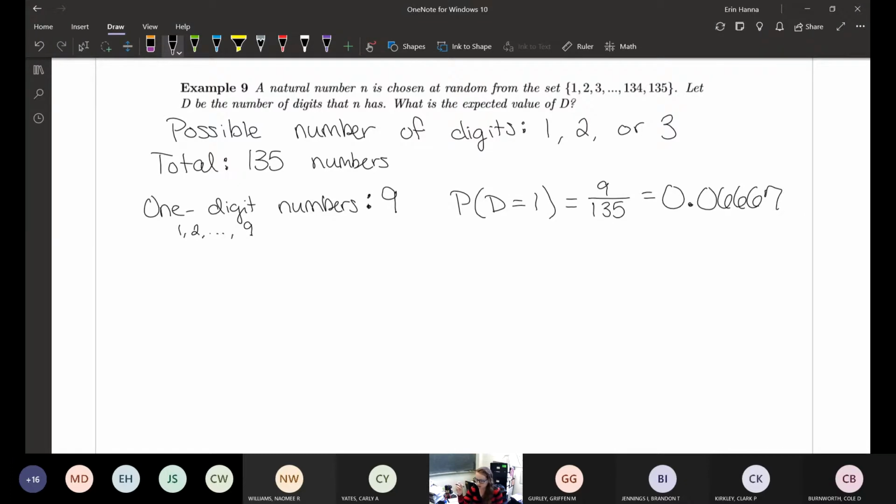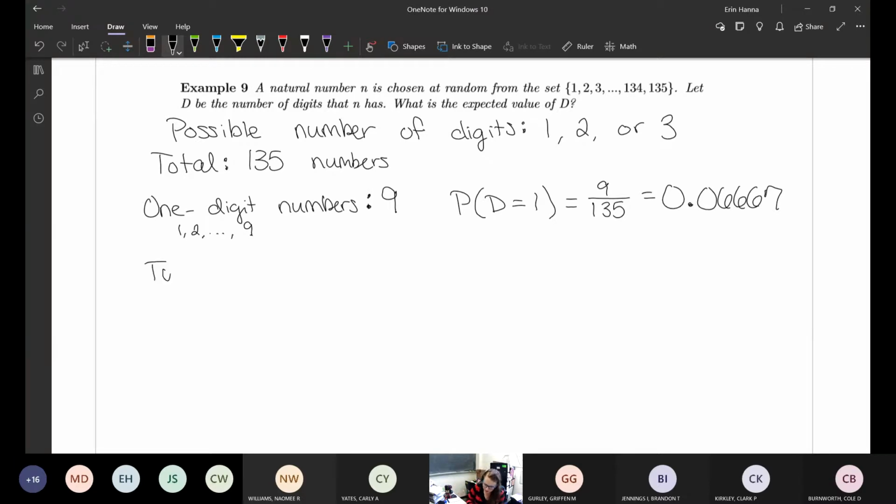0.06667. Let's take a bunch of decimal places. Remember, when we're talking about a probability in general, you would change this over to a percent for your final answer. But since we want the expected value, and the expected value uses the decimal, I'm not going to worry about changing this over to a percent.